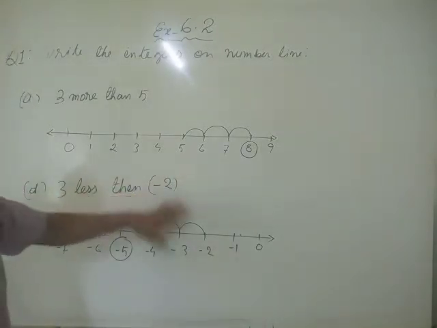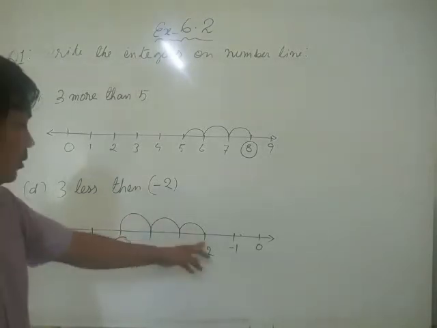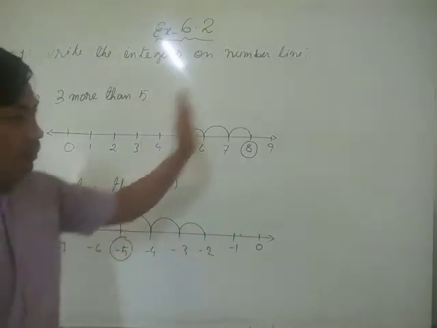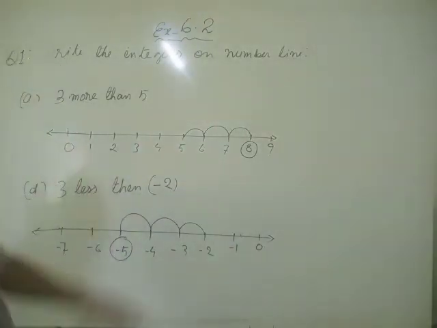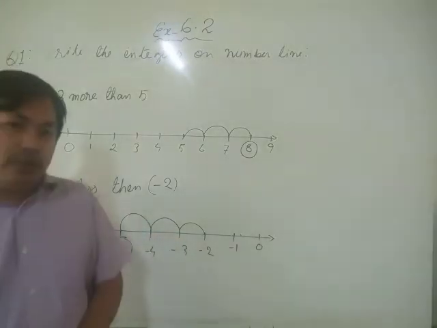3 less than minus 2. 3 less than minus 2 means we have to come to the left side, and more means going to the right side, isn't it? Clear? So the other two you try also. Okay, and with this, let us go to the next question, question number 2.